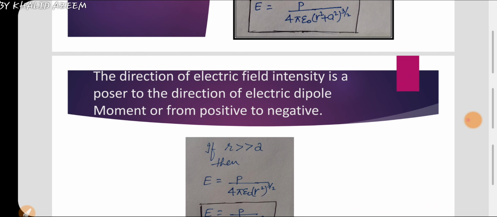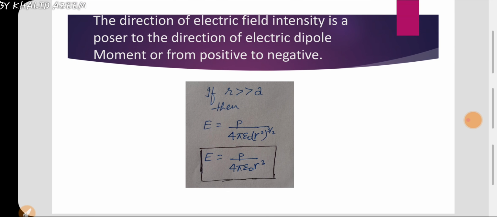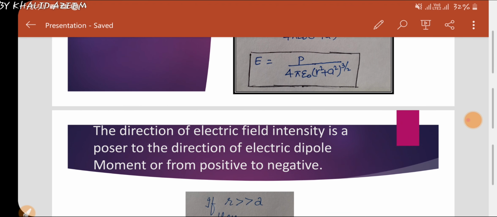Important thing is that the direction of this electric field intensity is opposite to the direction of electric dipole moment, or from positive to negative. Similarly, if r is very much greater than a, then we can neglect a and we get r cube instead of r square plus a square to the power 3 by 2.